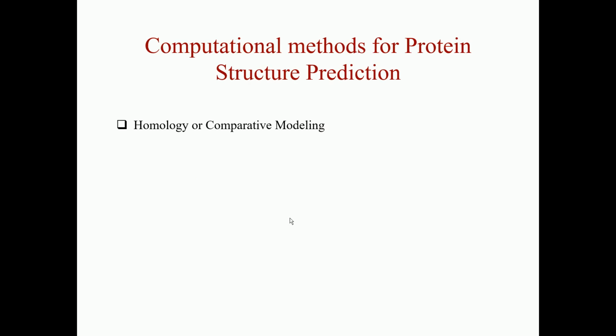So this is homology modeling, or it's called comparative modeling, which we are going to do. You're going to learn how to do that, and by which you can predict the structure of the protein. So these are the computational methods for protein structure prediction, predicting the protein structure by using computational methods.